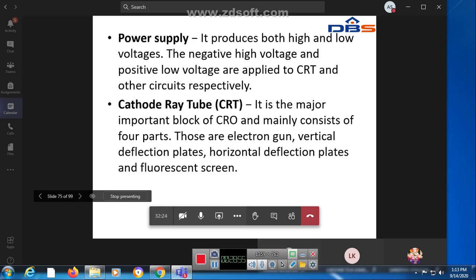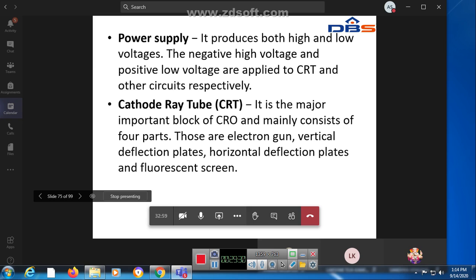Now, why do you need the power supply here? It produces both high and low voltages. The high negative voltage and low positive voltage are applied to the CRT. The cathode ray tube is the major important block of the CRO, which you have already discussed.